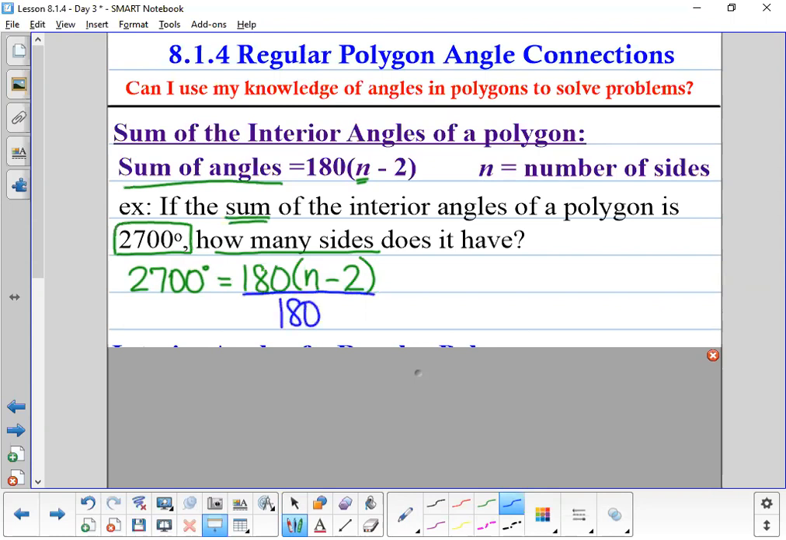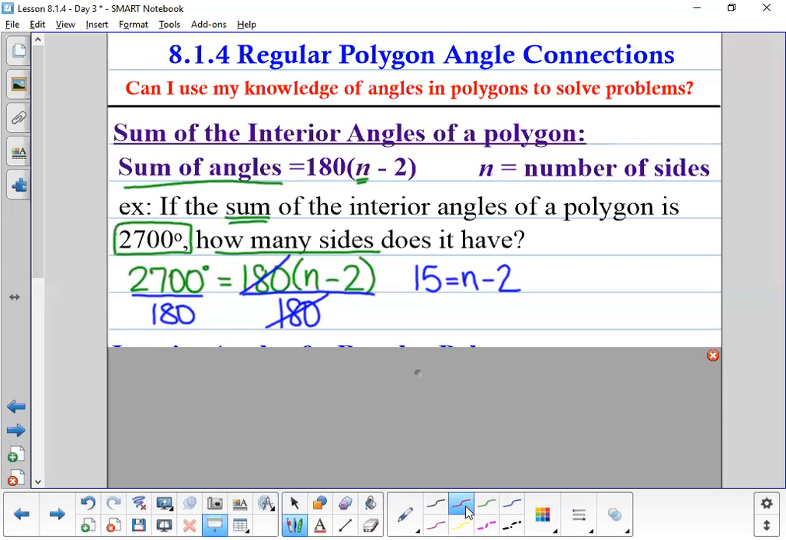I'm going to divide both sides by 180 degrees. That is going to get rid of the 180 that is multiplying the parentheses. And in my calculator, I'm going to do 2,700 divided by 180, and I get 15. So now my equation becomes 15 equals n minus 2. And I don't need the parentheses anymore because I'm not multiplying by anything anymore. I divided by 180 to get rid of the multiplying, so I don't need the parentheses anymore.